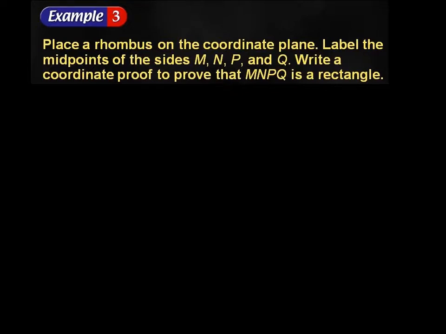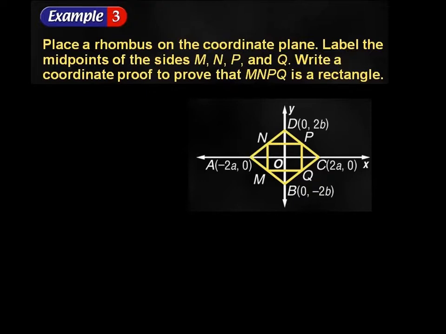Place a rhombus on the coordinate plane, label the midpoints of the sides M, N, P, Q. Write a coordinate proof that proves that MNPQ is a rectangle. The first step they did for us was to position a rhombus on the coordinate plane so that the origin is the midpoint of the diagonals, and the diagonals are on the axes as shown. We labeled the vertices to make the computations as easy as possible.